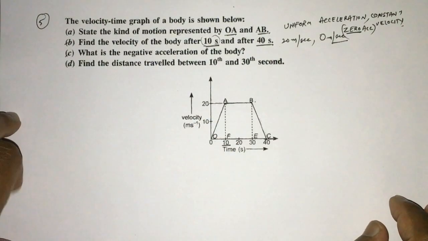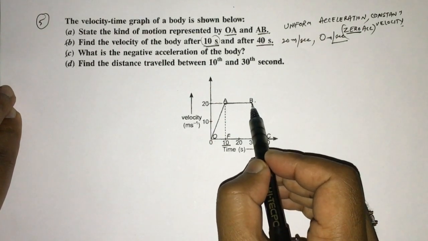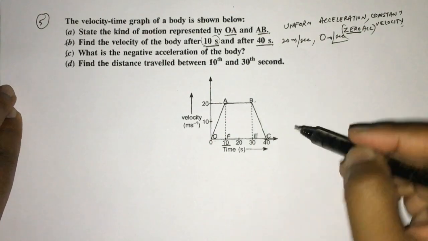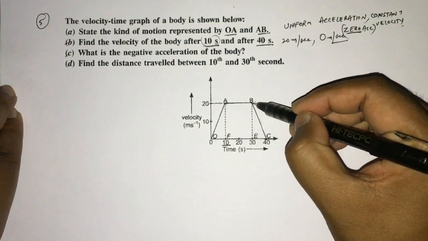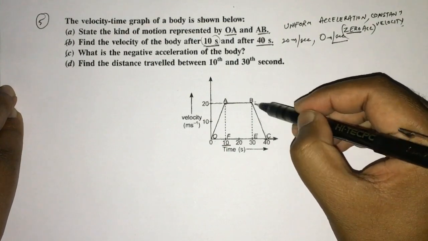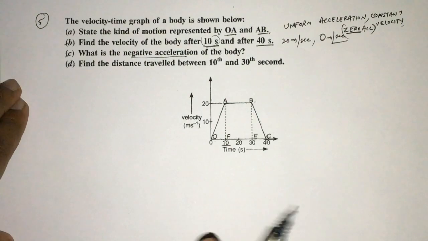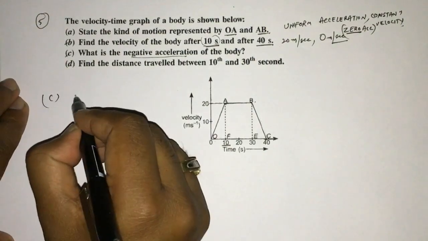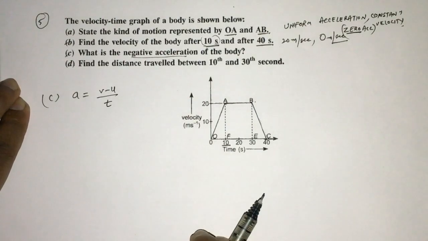Now, the third part is, what is the negative acceleration of the body? The negative acceleration means the velocity of the body decreases with time. Now look at this region from B to C. The velocity of the body decreases in this region. So from here we can calculate the negative acceleration. The formula of acceleration is V minus U upon T.